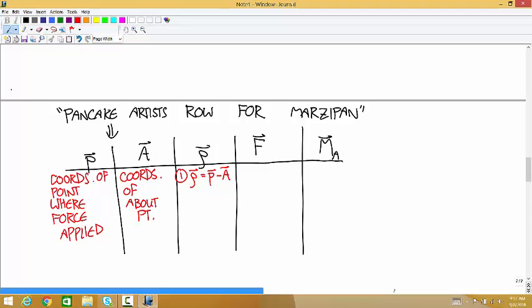But sometimes it saves time not to go through calculating all of those coordinates. So the second way is just to think of rho as being a vector from A to P. So rho is a vector from A to P. F is the force vector. And then M sub A is just rho cross F.